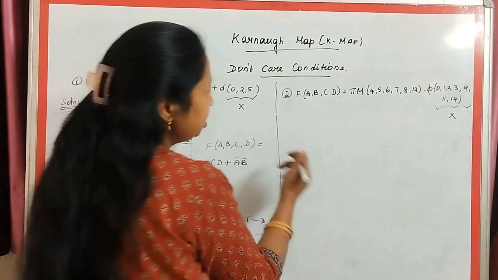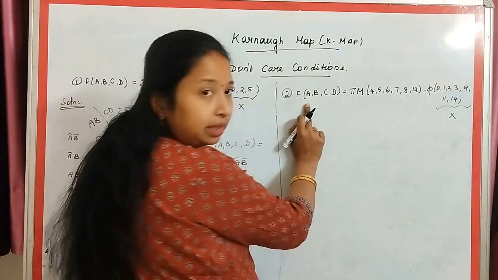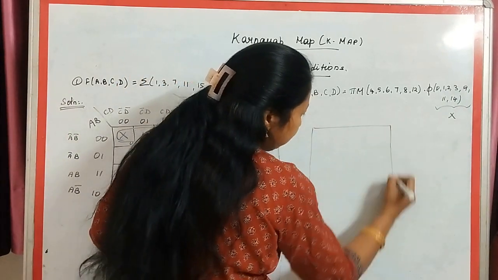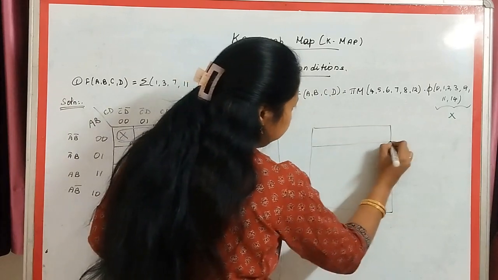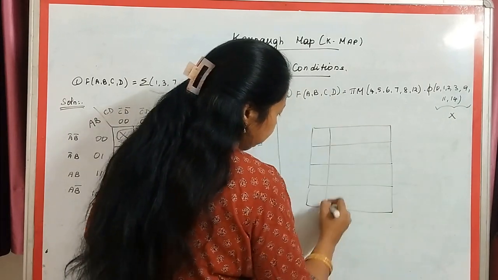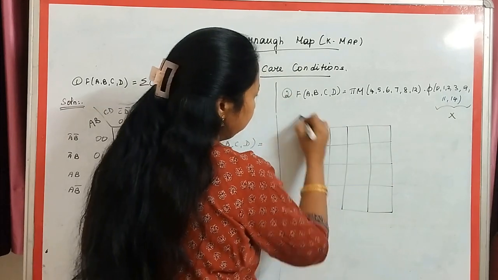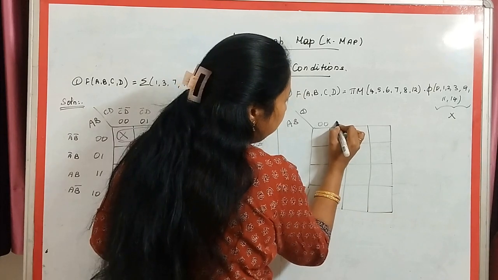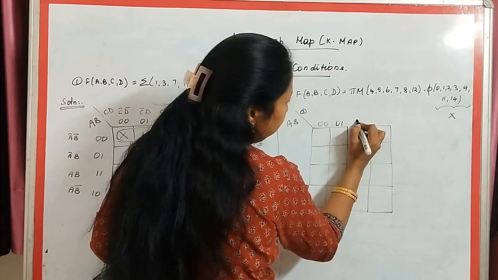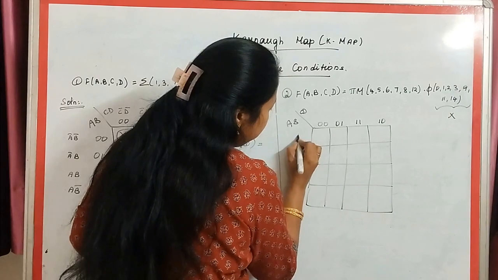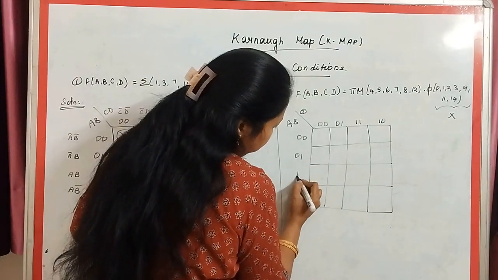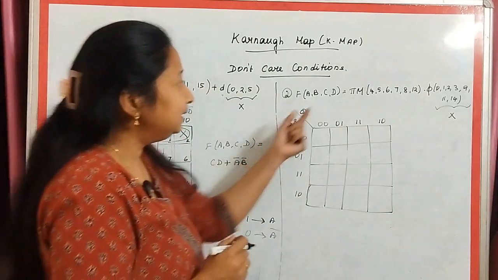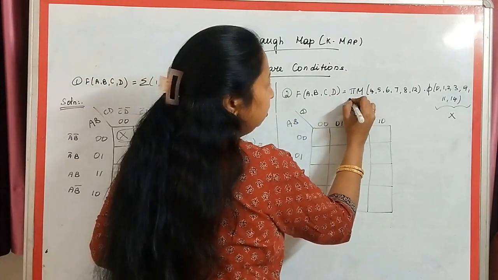Now, let's move on with the second problem. Here again, how many variables are there? We have 4 variables. So which variable map will you be taking? You will be taking a 4 variable map. Give me the possible combinations as well. It is 0 0, 0 1, 1 1, 1 0. Here again it is 0 0, 0 1, 1 1 and 1 0. Clear? Now, check the symbol here.